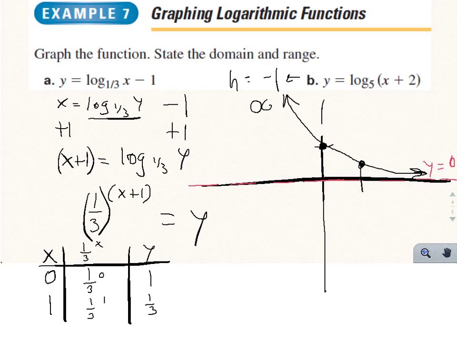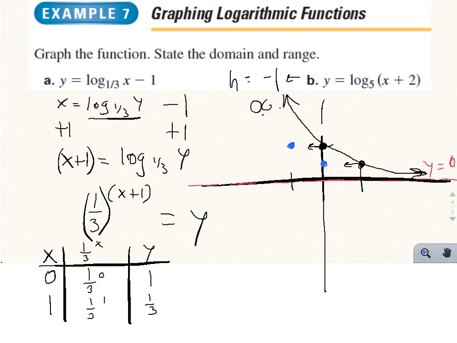Okay, now we need to just shift it. The only shift I see is that it needs to move horizontally in the negative direction. So I'm going to move each point 1 unit. This guy is coming over here, and this guy is coming over here. I'm going to do that in blue. So our new point sits right there, and our new point sits right there.